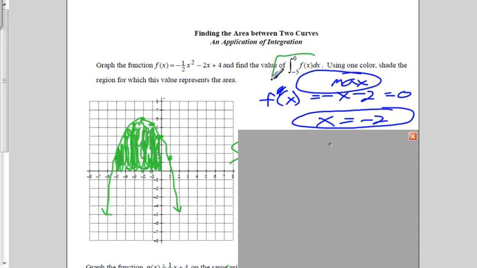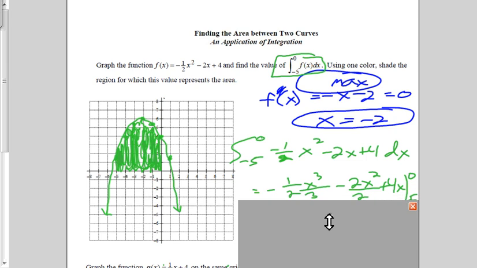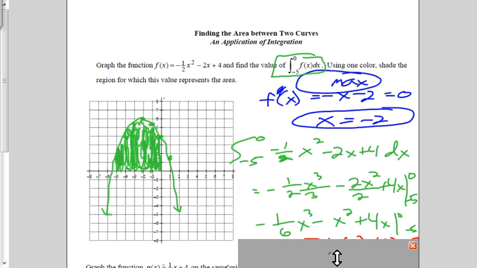Well, now I want to also find this value of the integral. So I'm going to go through, write the function. Now I'm going to take the antiderivative. So that's negative 1/2 x cubed over 3 minus 2x squared over 2 plus 4x to the 1. I'm going to simplify it, and then I'm going to evaluate using the fundamental theorem of calculus.